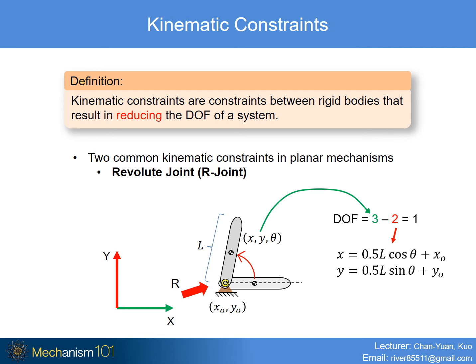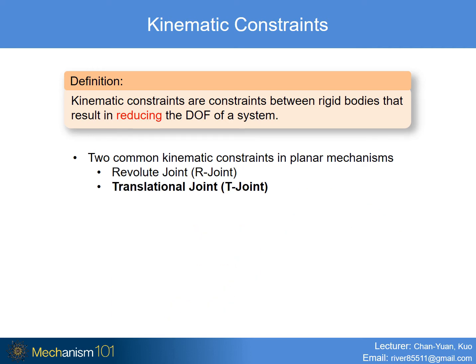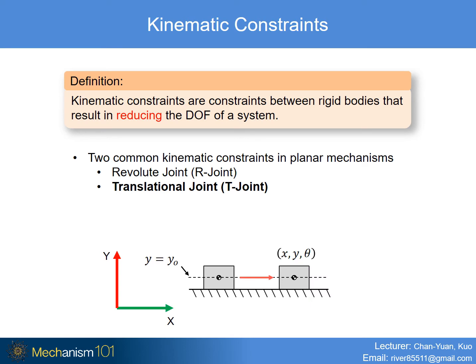Now let's look at the second type of kinematic constraint, the translational joint, or T joint in short. In this example, a slider is translating on the ground, or in other words, the slider is constrained by a T joint. To be more specific, the T joint only allows the slider to have translation in x direction, which means that the slider cannot have translation in y direction nor rotation relative to the ground, and therefore results in reducing 2 degrees of freedom of the slider.